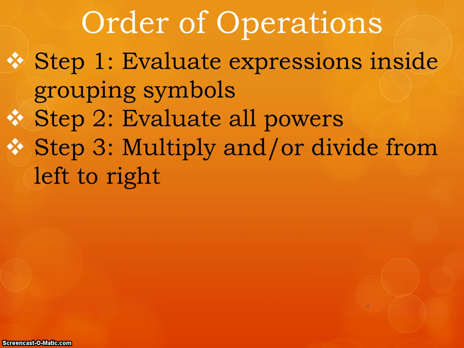After our powers, we either multiply or divide as you go from left to right. They're considered similar operations, so you don't do multiplication first and then division. You don't do division first and then multiplication. It all depends on the order they show up in. For example, if we have 8 divided by 4 times 3, we don't do the 4 times 3 first, we do 8 divided by 4, because it appears first as we go from left to right. So you do 8 divided by 4 and get 2, and then 2 times 3 is 6.